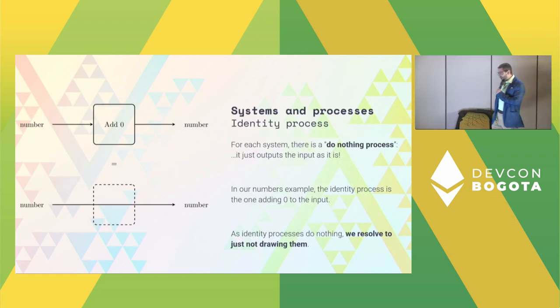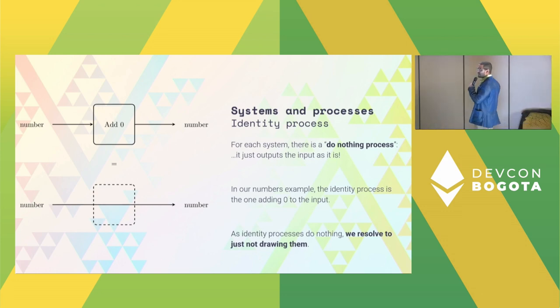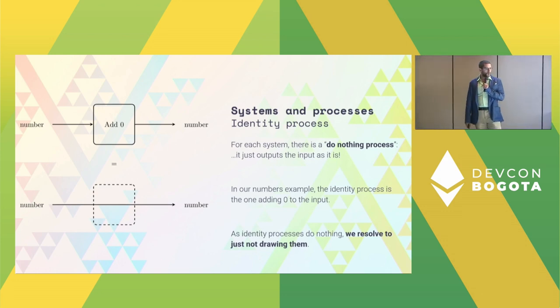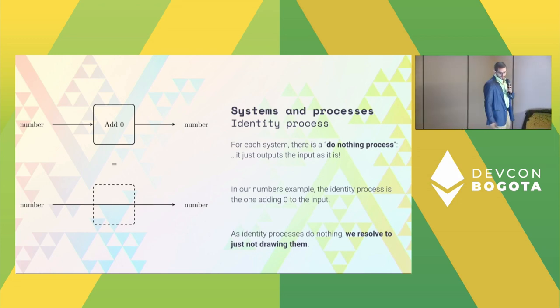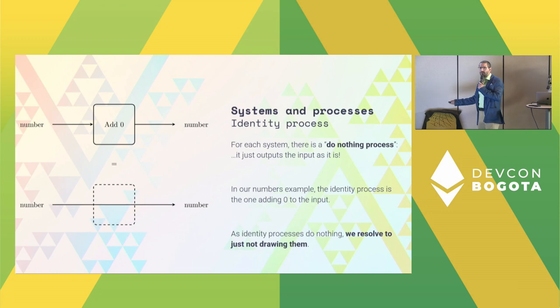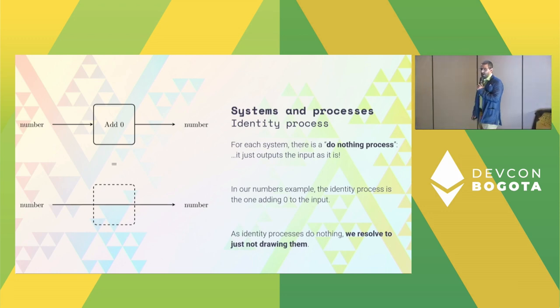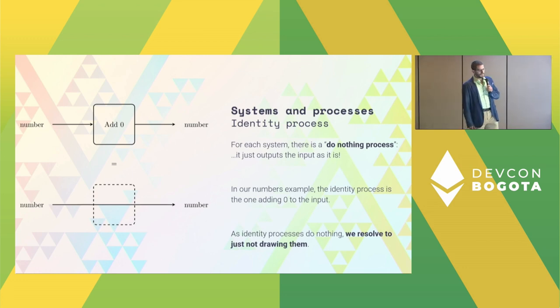Now, there are very peculiar processes that are called identity processes. These are the processes that don't do anything. In this case, with the number example, we have a process that adds zero, that takes a number in input, does absolutely nothing with it, and spits the same number out as output.